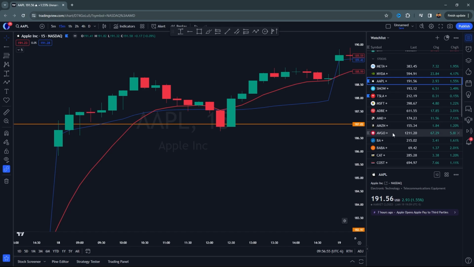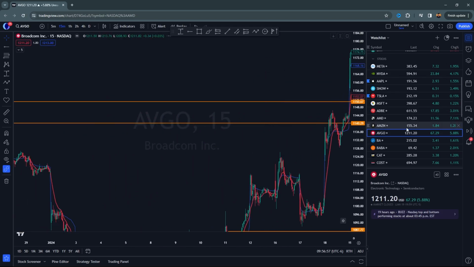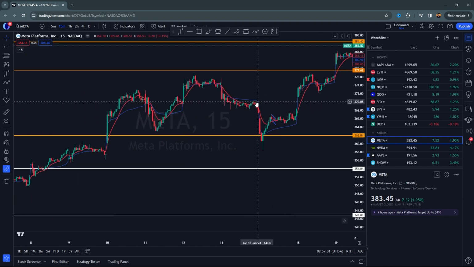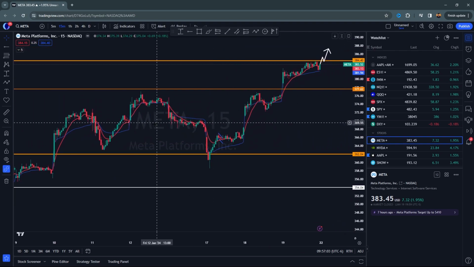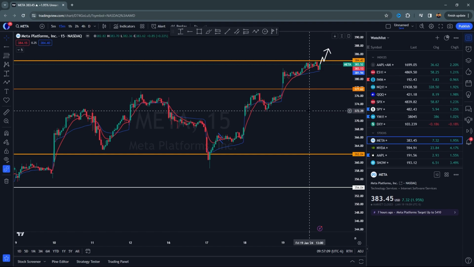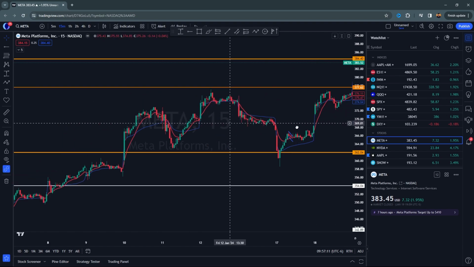Now, faster, quicker names such as AVGO. Actually, we'll do Meta, right? So Meta, this is a really good example. We've had a lot of good trades. We've mentioned this a lot on the YouTube channel, right? The hold of 362, awesome. You need to break above 377, awesome. You break 377, you're running to all-time highs. Well, this is where things get really interesting.